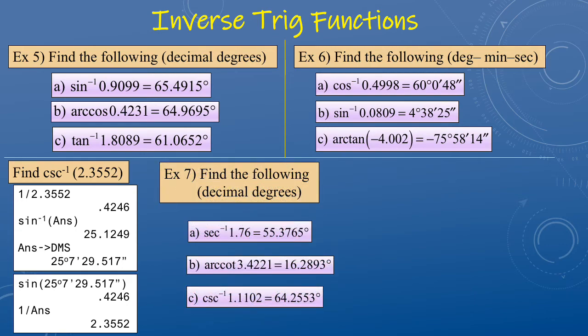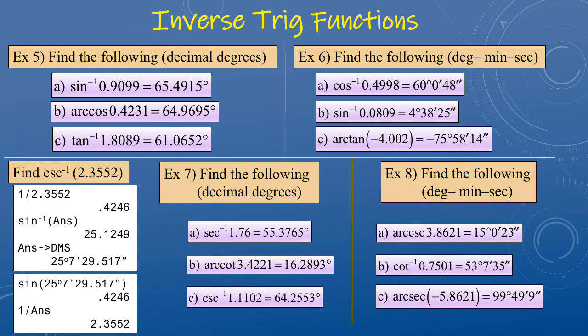In exercise 7, you are to find the following inverse trig functions in decimal degrees. After you do so, it is suggested that you reverse the process to go back to the original number to check your work. So the inverse secant of 1.76 is 55.3765 degrees. The arc cotangent of 3.4221 is 16.2893 degrees, while the inverse cosecant of 1.1102 is 64.2553 degrees.